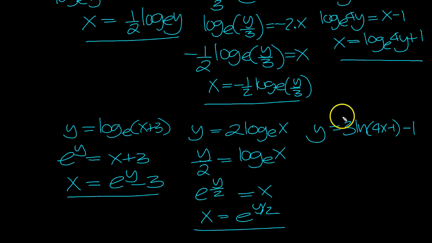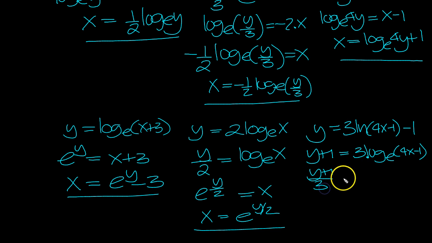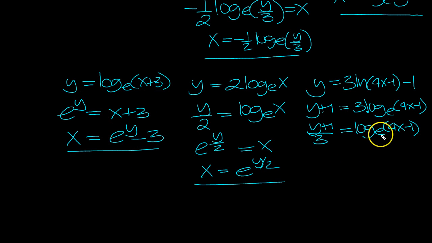This one, now move the 1 over here first. We've got 2 plus 1 is 3 log e of 4x minus 1. Now we can unwrap the log. No, we can't, because there's a 3 in the way, isn't there? So move the 3 from times to divide on the other side. And that's equal to log e of 4x minus 1. Okay, we're getting there. Now unwrap the log. We can, because there's nothing in the way. So e to this number then, y plus 1 all over 3 is equal to 4x minus 1.